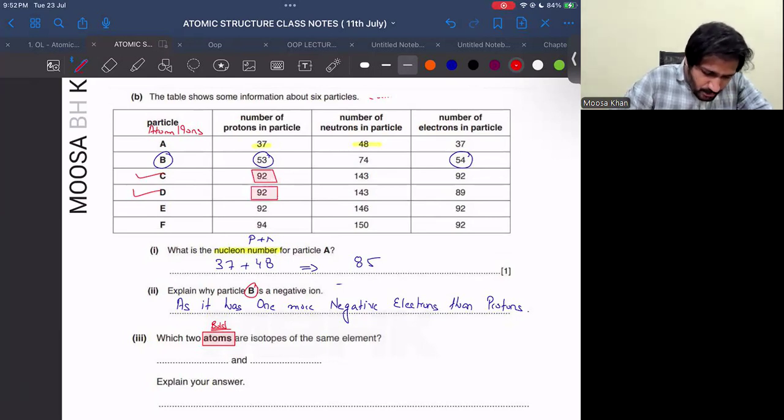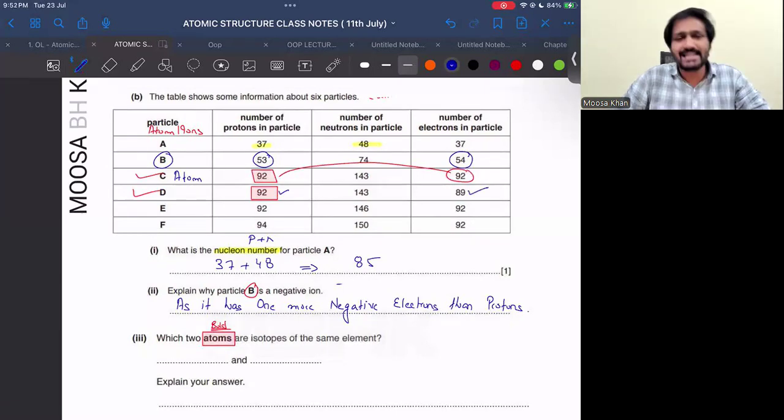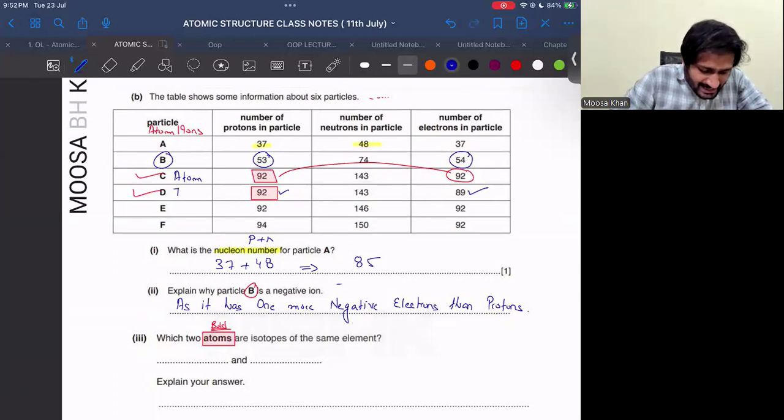If you see the number of protons of C and number of electrons of C, yes, number of protons and number of electrons are equal, it means C is an atom. But if you see the particle D has 92 protons but 89 electrons. It means particle D is not an atom but it is an ion.